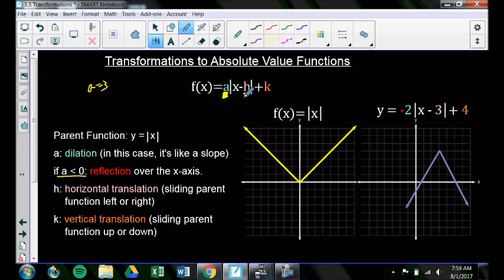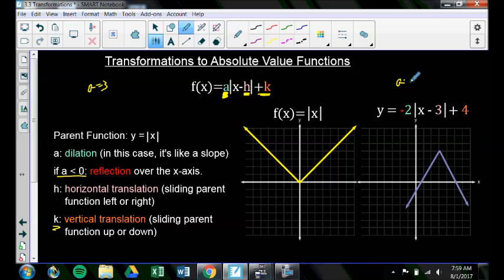The h value moves things right to left. If it's negative, it goes right. If it's positive, it goes left. And that's very, very confusing, but there's so much of it in this class, it'll become second nature to you. The k value moves things up and down. Stuff happening to the outside of the absolute value affects the y values. Stuff happening on the inside affects the x values.